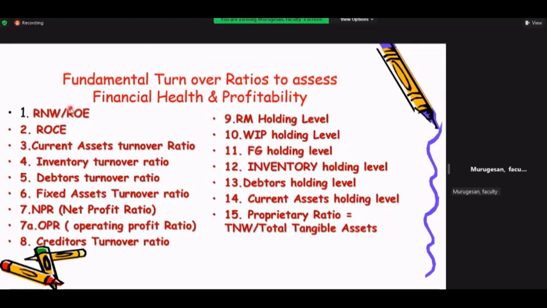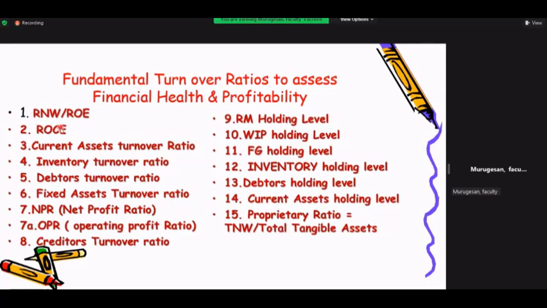Return on net worth. What is return on net worth? What is return on equity? Return on net worth or return on equity, both are the same. How much you are investing in a company as a proprietor or as a partner, how much profit you are getting after tax, what is the ratio? This means whether the company is profitable or not. So this is one indicator.